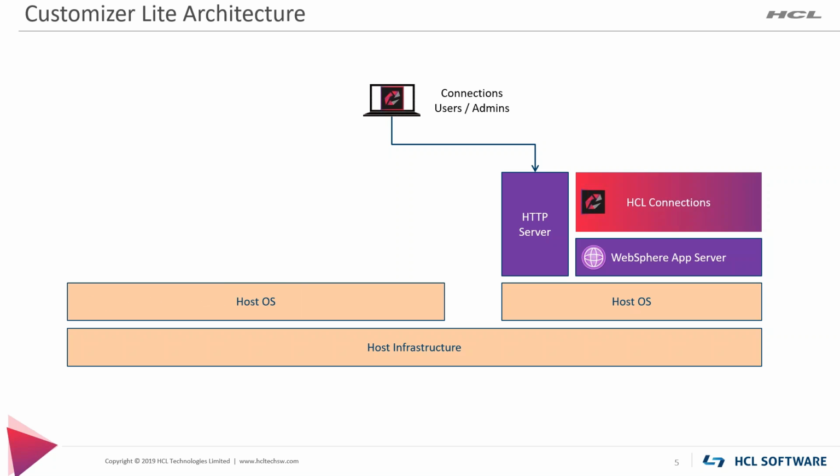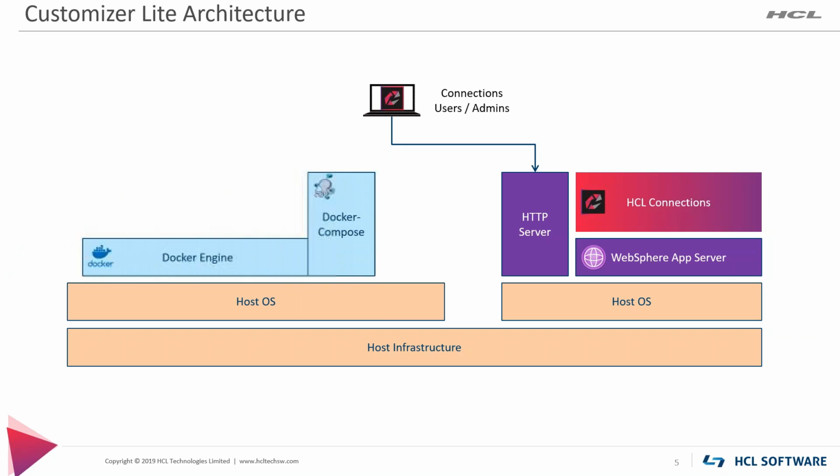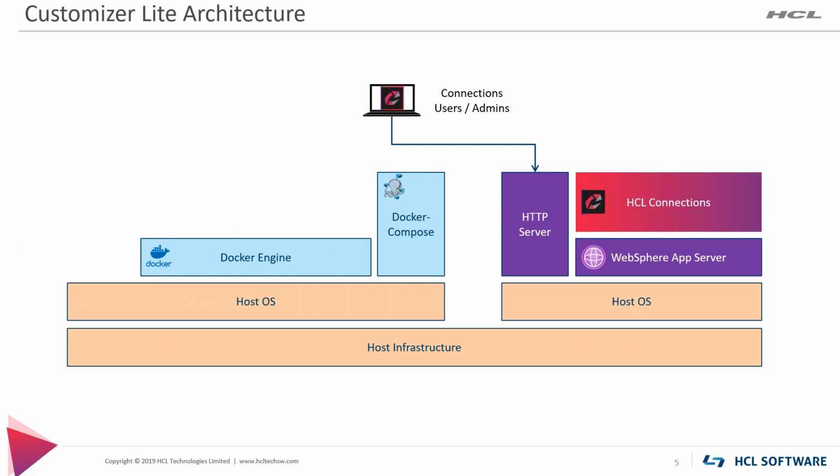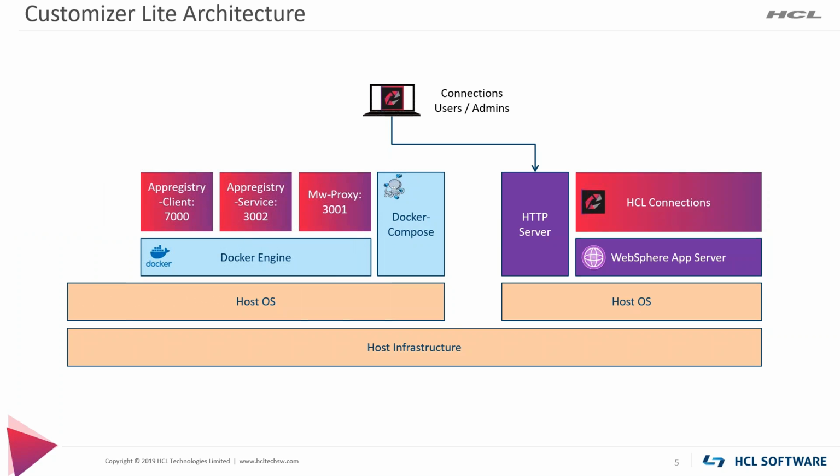First of all, we add a physical or virtual host on which to run the Docker engine and Docker Compose. Docker Compose takes the place of Kubernetes as a more lightweight container management tool. The 3 services that make up the Customizer functionality are deployed as Docker images that can be configured, started, and stopped under the control of Docker Compose.